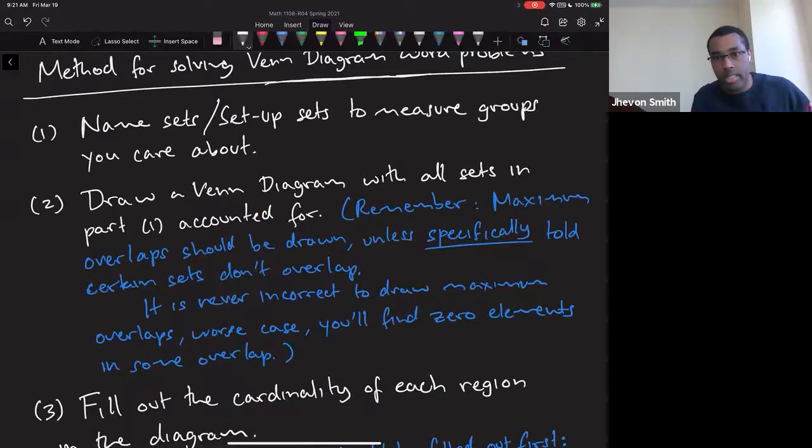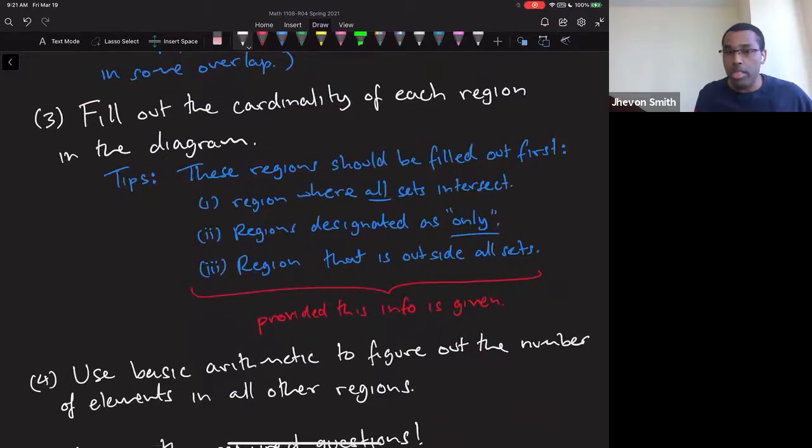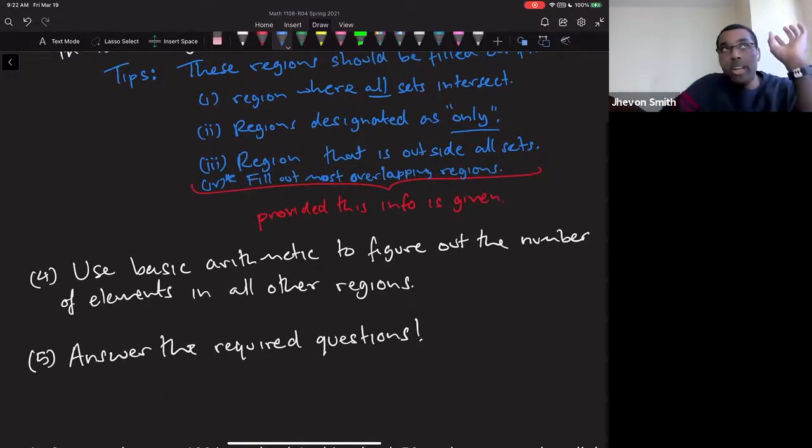You first want to set up your sets, name your sets, draw a Venn diagram with maximum overlap, and fill in the numbers in the diagram, pretty much in this order. You definitely want to fill in a region where 3 sets intersect before you fill in a region where only 2 sets intersect. You want to fill in towards the most overlapping first. So that could be a step 4: fill out the most overlapping regions first. You fill out the section where 3 things overlap before the sections where 2 things overlap, before the sections where only 1 thing overlaps, etc. Unless you're specifically told only in that situation, then you can fill that out first as well.